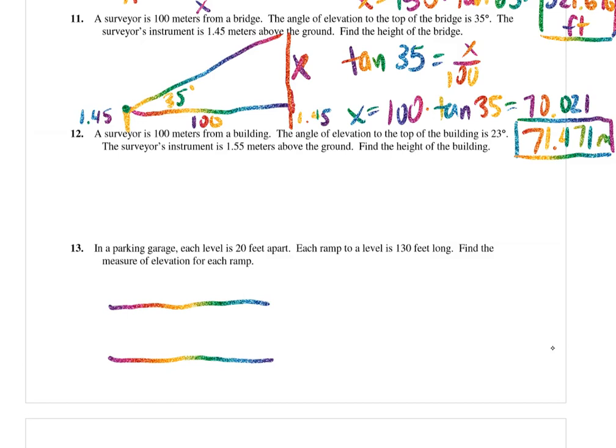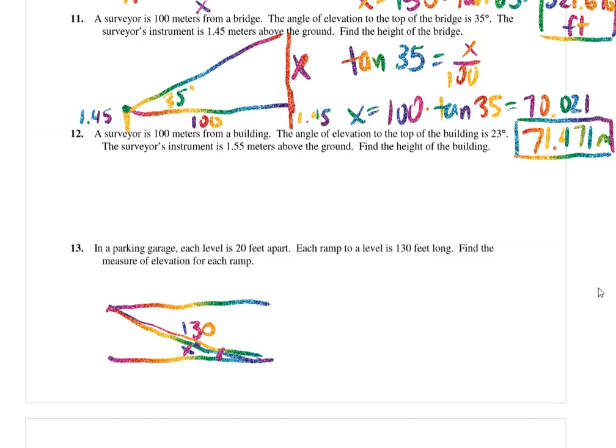Each ramp to a level is 130 feet long. So there's ramps that you drive on to get to the next level. Ugh, poorly drawn. Okay, but they're saying that's 130, and we'll pretend it's straight. Find the measure of elevation for each ramp. Oh, measure of elevation is now talking about an angle. So we're basically trying to figure out this angle right here. What degrees is that?